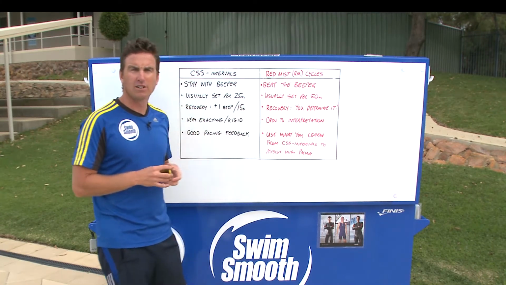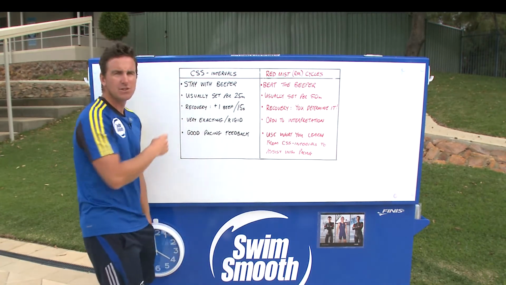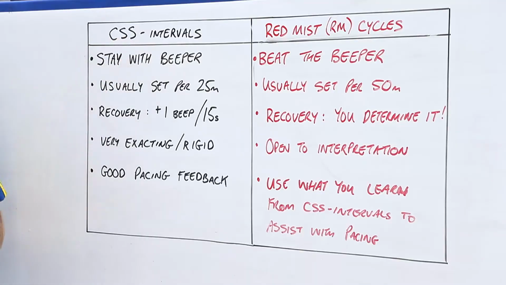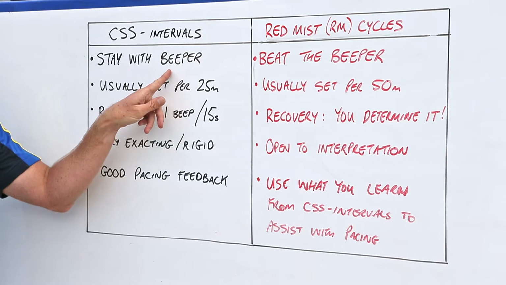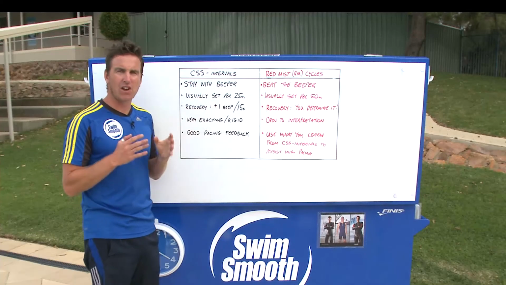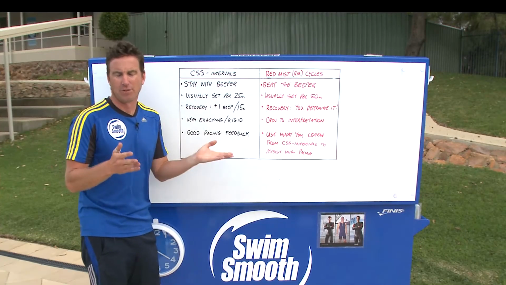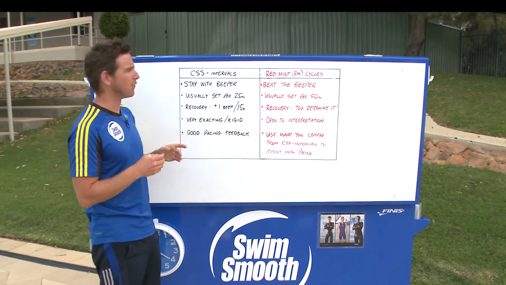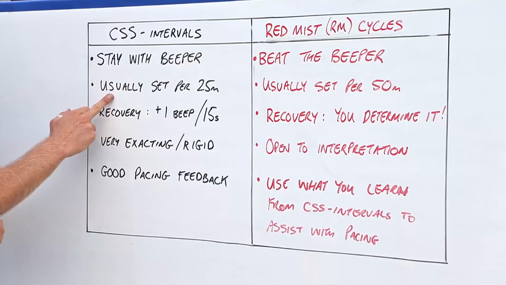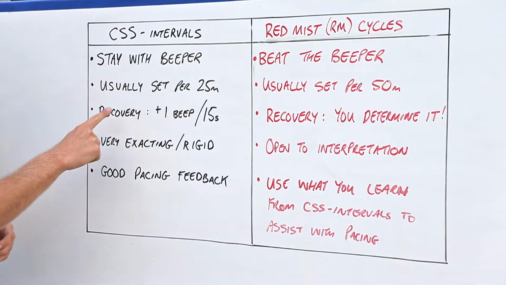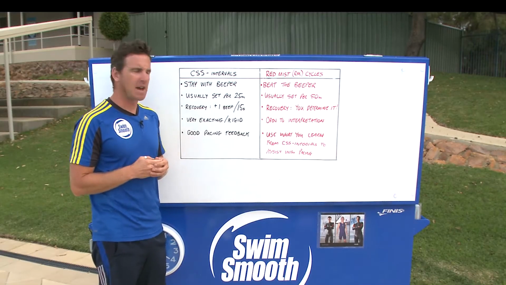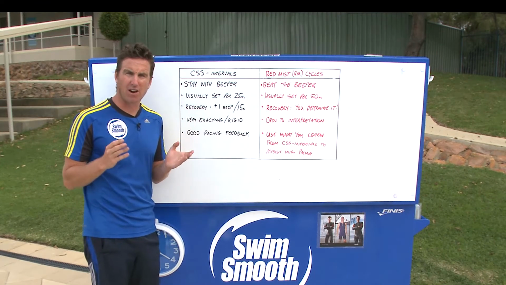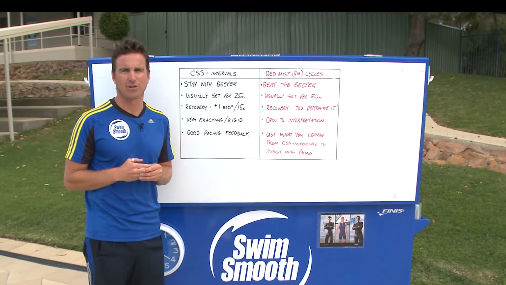So let's have a little look at a breakdown. If you're used to using CSS intervals, you'll know that we encourage you to stay with the beeper. If you stay with the beeper, you know that you're doing precisely the set target time of, let's say, 140 per 100 if that's your threshold pace. We usually set the beeper in mode 1 and set per 25 metres. The nice thing about mode 1 on the tempo trainer is that it's precise to 1/100th of a second accuracy.